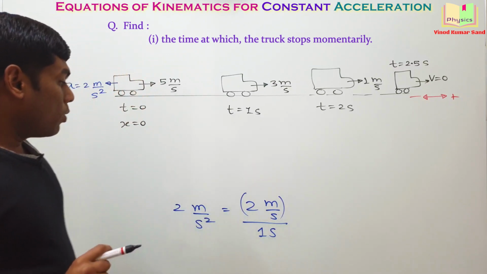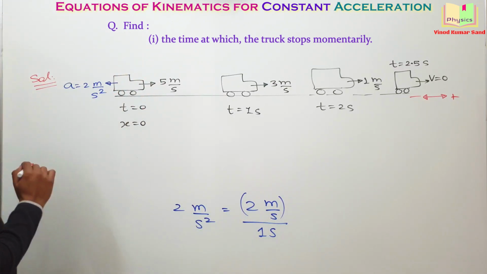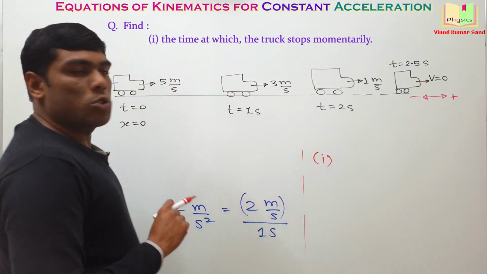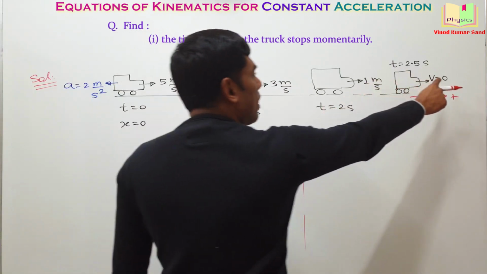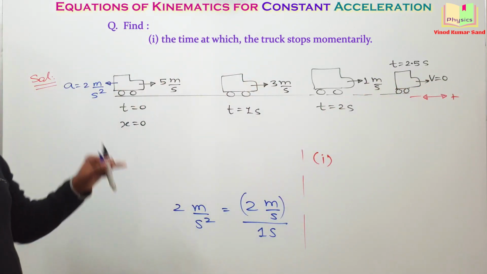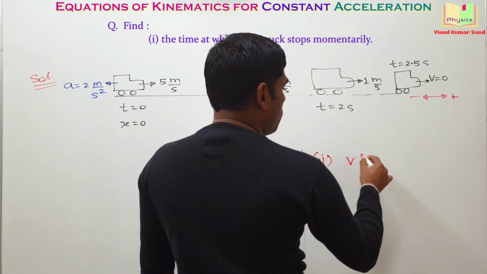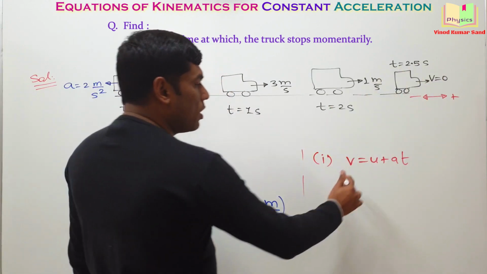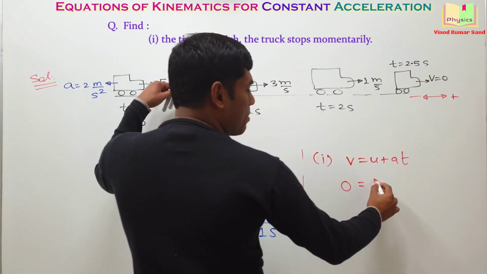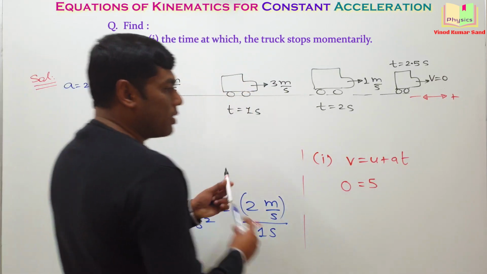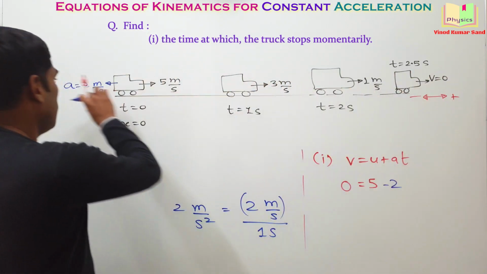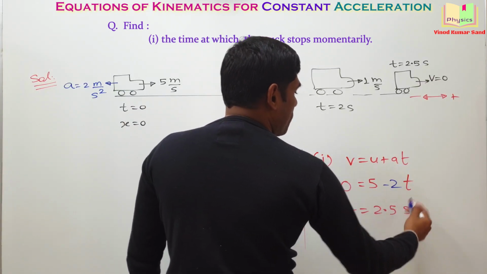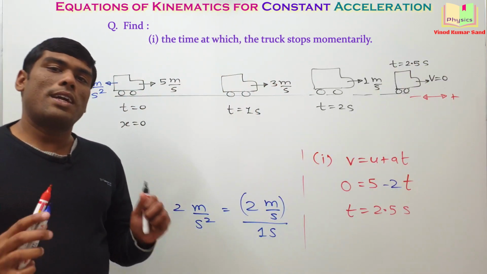Now the same answer you can obtain using the equation of motion. Which equation should we use? We know that final velocity is 0, and we know the initial velocity. So I should use the first equation of motion, v is equal to u plus at. This direction has been chosen positive, so u will be written as plus 5. Acceleration will be written as minus 2 because acceleration was in this direction. And t is unknown. T comes out to be 2.5 second. Same answer.